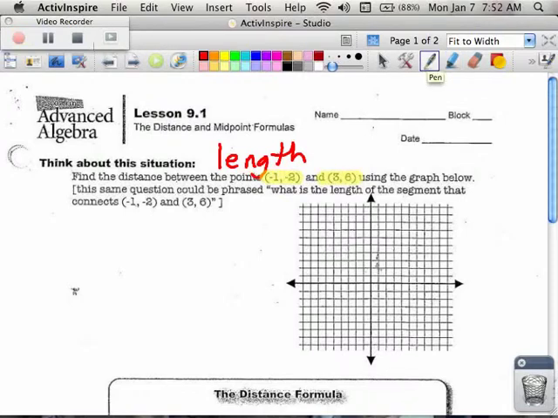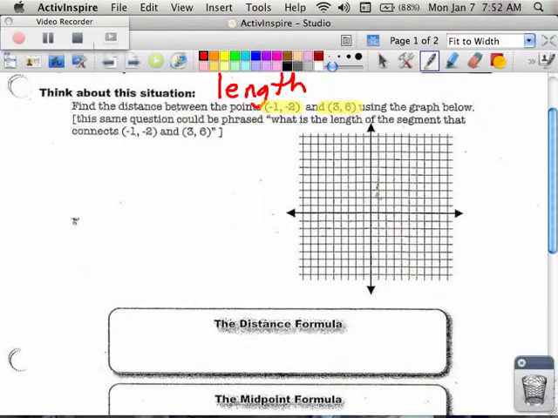If I want to find that, I go to my coordinate axes and I plot the points -1, -2. So -1, -2 would be right here. And 3, 6 would be right about here. And in the past, if we're trying to find the length between these 2 points, one of the ways that we could do that is we could look at the 2 legs and go from there.